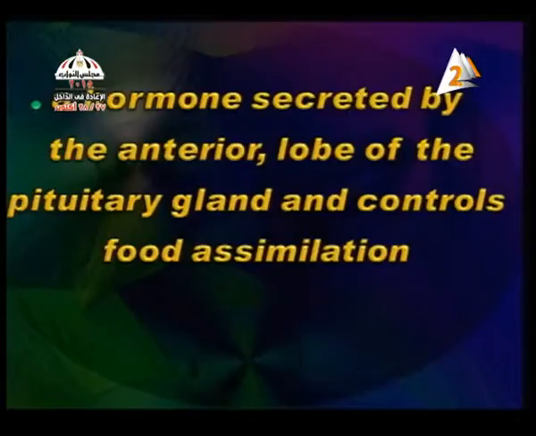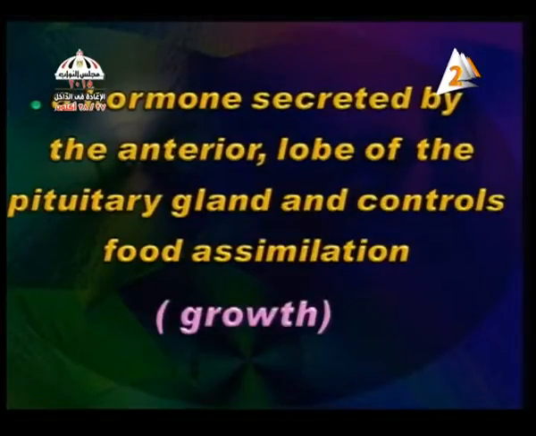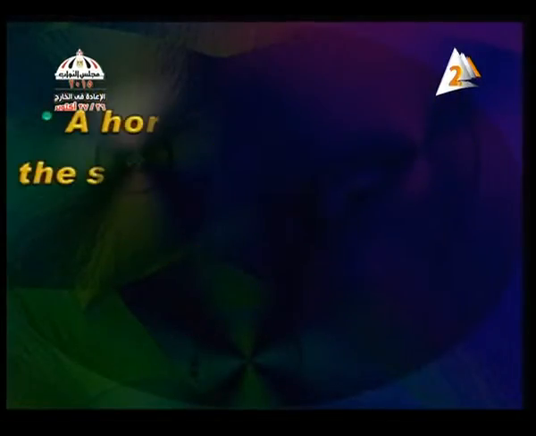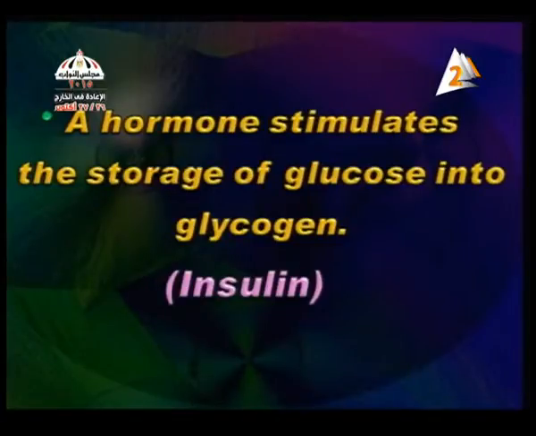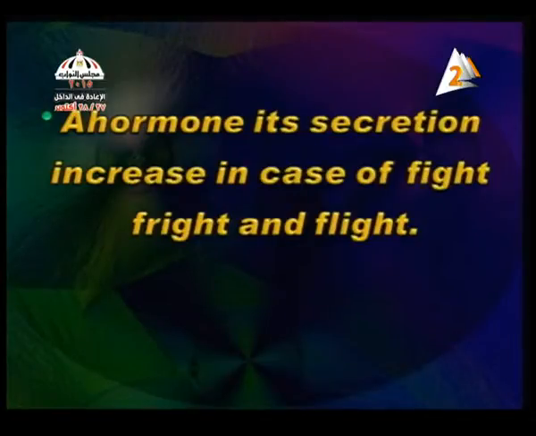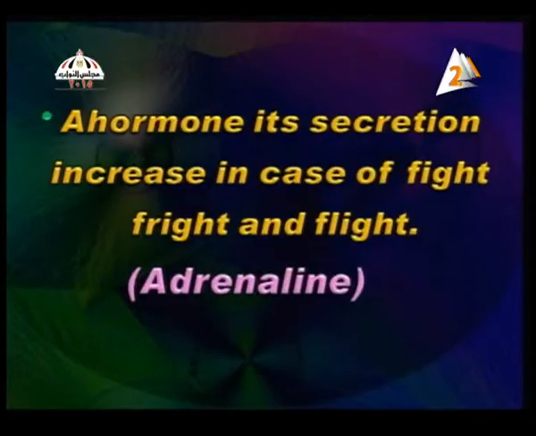A hormone secreted by the anterior lobe of the pituitary gland and controls food assimilation. Well done. It is the growth hormone. A hormone that stimulates the storage of glucose as glycogen. Very good. It is insulin. A hormone whose secretion increases in case of fight, fright, and flight. Well done, it is adrenaline.